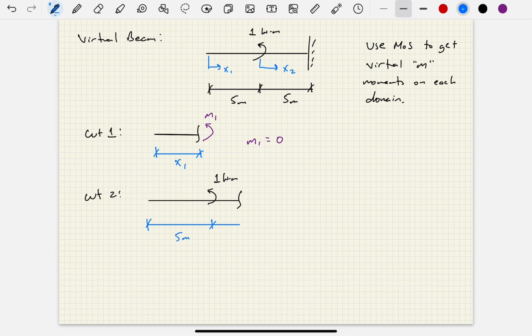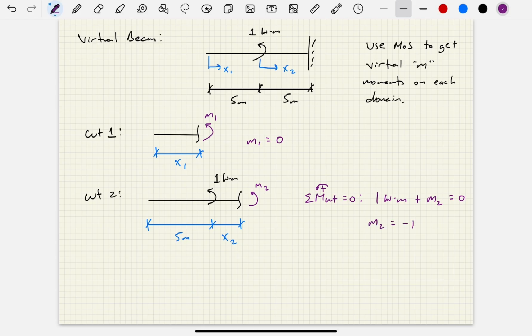That's 5 meters. This is going to be x2. And then, of course, here's M2. So here I can say sum of the moments about the cut equals 0. And then clearly I'm going to have 1 kilonewton meter plus M2 equals 0. And so M2 is equal to -1.